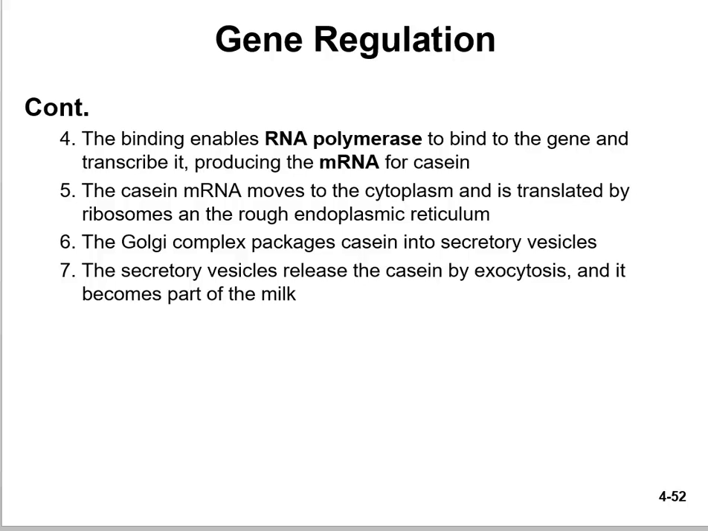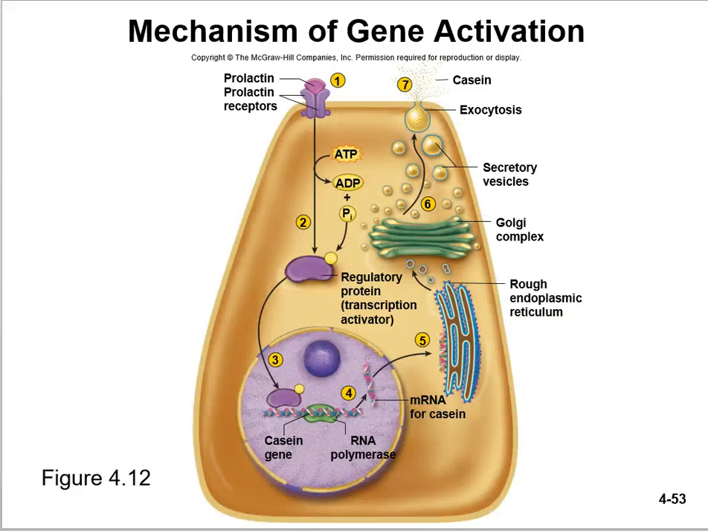Next, the casein mRNA moves to the cytoplasm and is then translated by ribosomes on the rough ER. Then the Golgi complex packages the casein into secretory vesicles, and those secretory vesicles release the casein by exocytosis, and it becomes part of the milk. You can follow that process with this diagram. All of the steps are numbered as they are in the slides above.